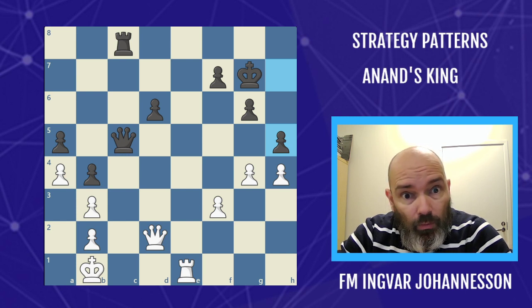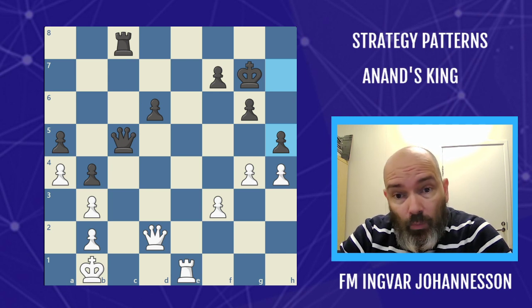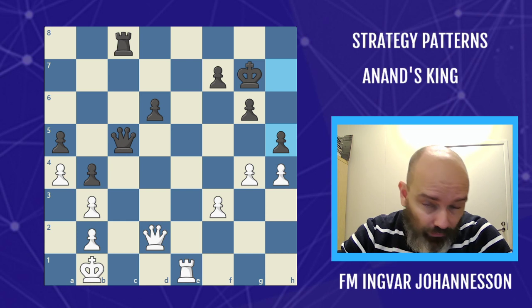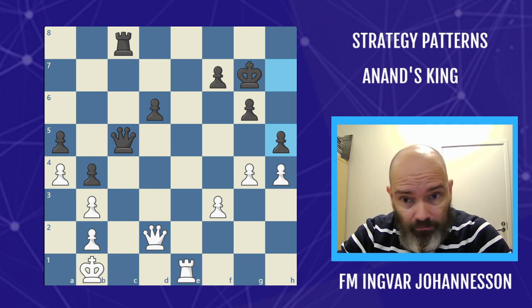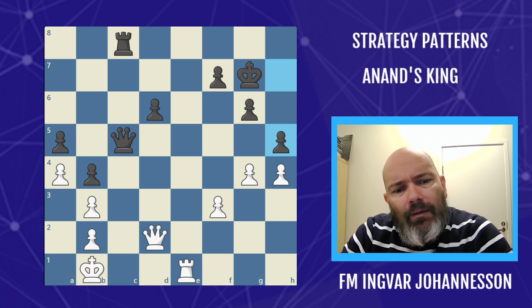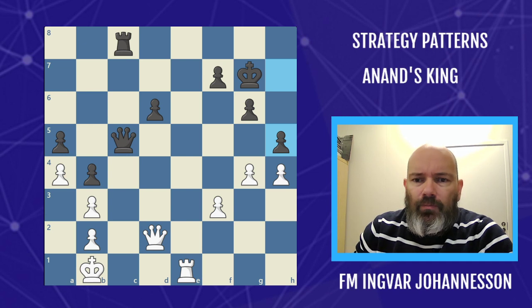In this video, we're going to learn about a strategy pattern that I first became aware of when I saw a game by the world champion, Viswanathan Anand. Of course, the former world champion. One of the greatest chess players of all time, still alive and kicking and active and among the top players in the world. But this was played against Sergei Tiviakov around the turn of the millennium. And Anand had the white pieces here, and he played the move King a2.